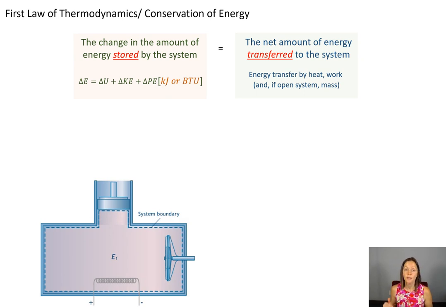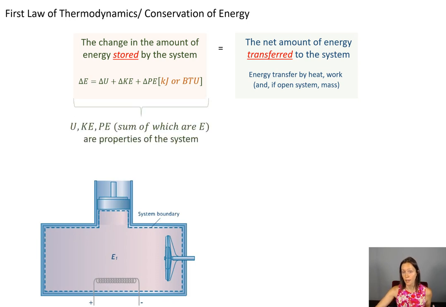across the boundary. Energy can be stored by the system as internal energy, kinetic energy, and potential energy. And those are all properties of the system. So if you look at the figure below, you see a system, and that E with a subscript 1 represents the energy stored by the system at some state 1. Now let's look at the other side of the equation. It says the net amount of energy transferred to the system.